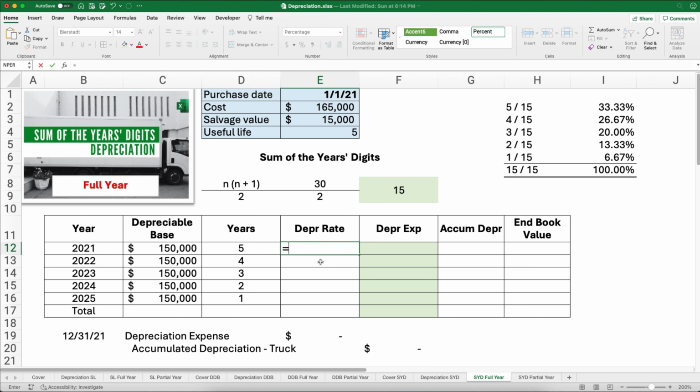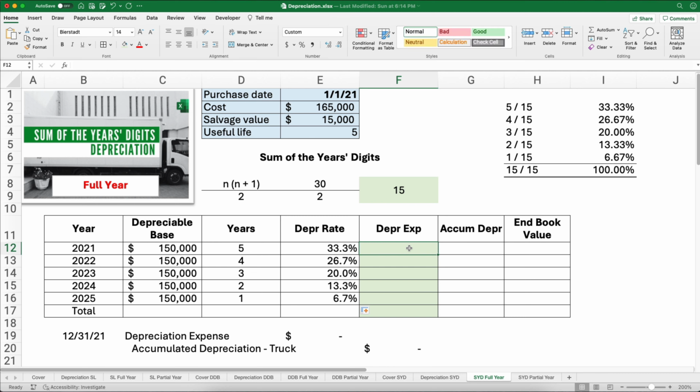So here's what I'm going to do. I'm going to take 5 divided by the 15, and I'm going to come up with a percentage. So I'm going to make this absolute. So 5 divided by 15, this is 33%. So we know this percentage, so I'm going to get this percentage just in my table. I want to put this table, so that's 4 divided by 15, 3 divided by 15, 2 divided by 15, and so on.